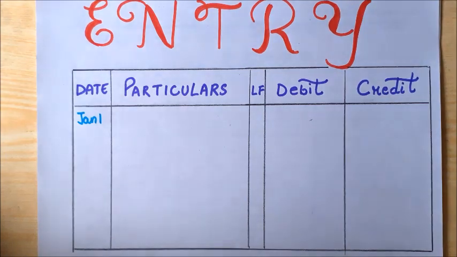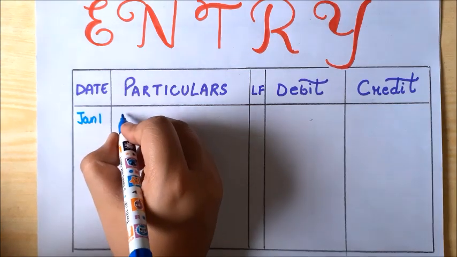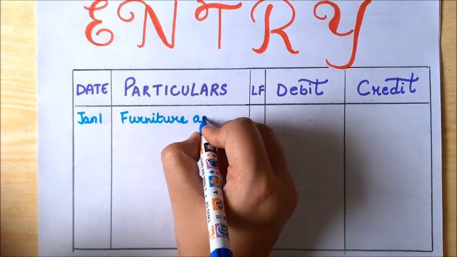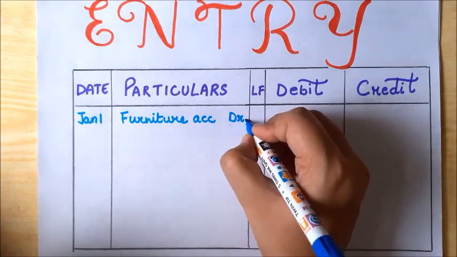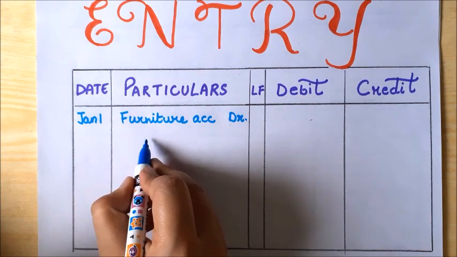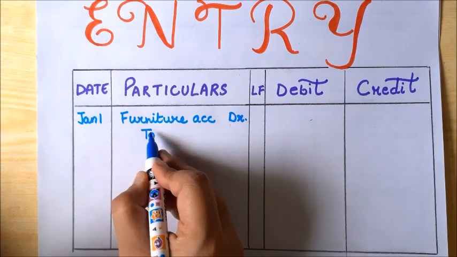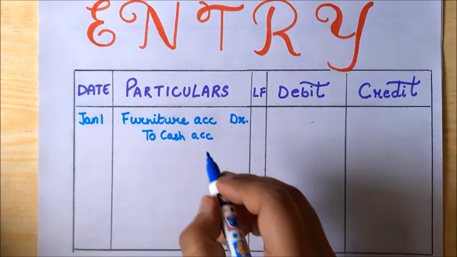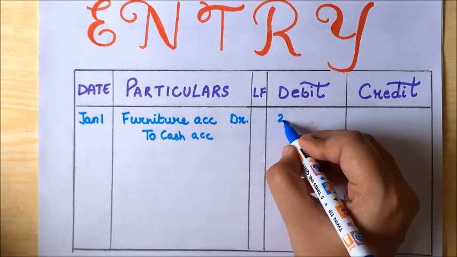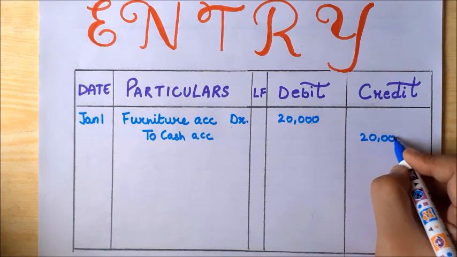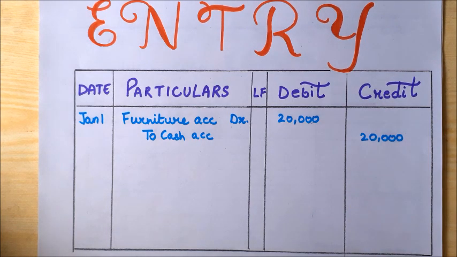In particular columns, I have to write the account that needs to be debited and credited. The account that needs to be debited will be written from the left side, that is the furniture account. I am writing debit in front of it. The account that needs to be credited is written in the next column, leaving some space, starting with "To", cash account. So here we don't need to write the credit abbreviation. I'm writing 20,000 in front of the account that needs to be debited and 20,000 in front of the account that needs to be credited.